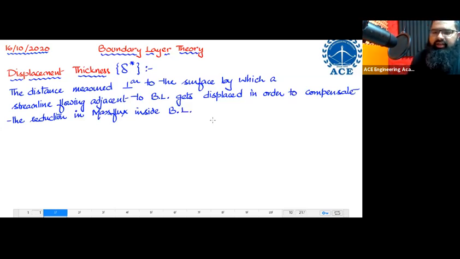Now we'll understand every part of this particular definition by taking a diagram. Definition is very important. From this definition itself, we have had questions coming in. If you understand the definition, then only you can solve the question. Let us see the diagram.